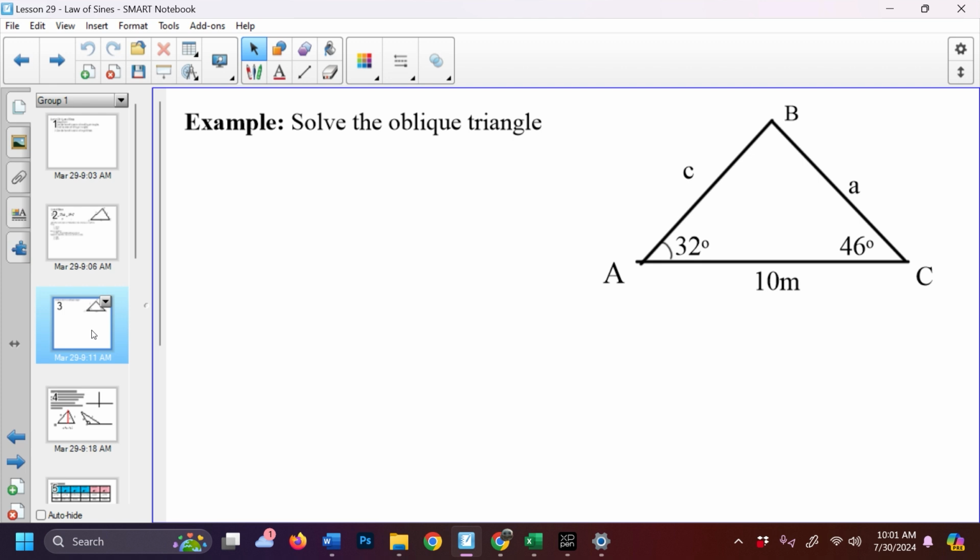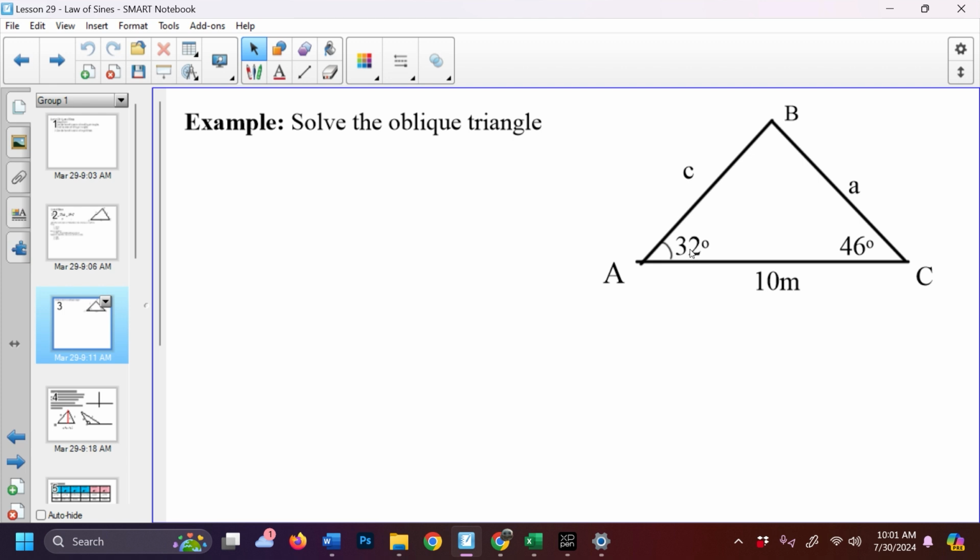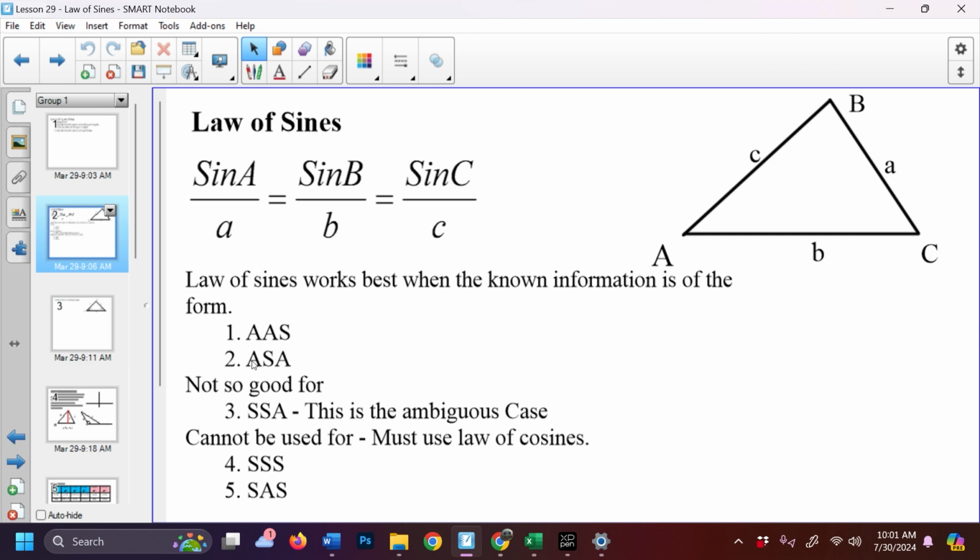All right, let's solve an oblique triangle, and in this particular case, let's do one where we are using the strong forms. If you look, I'm given two angles with an included side. So that is one of the strong ones. That is the angle, side, angle configuration.